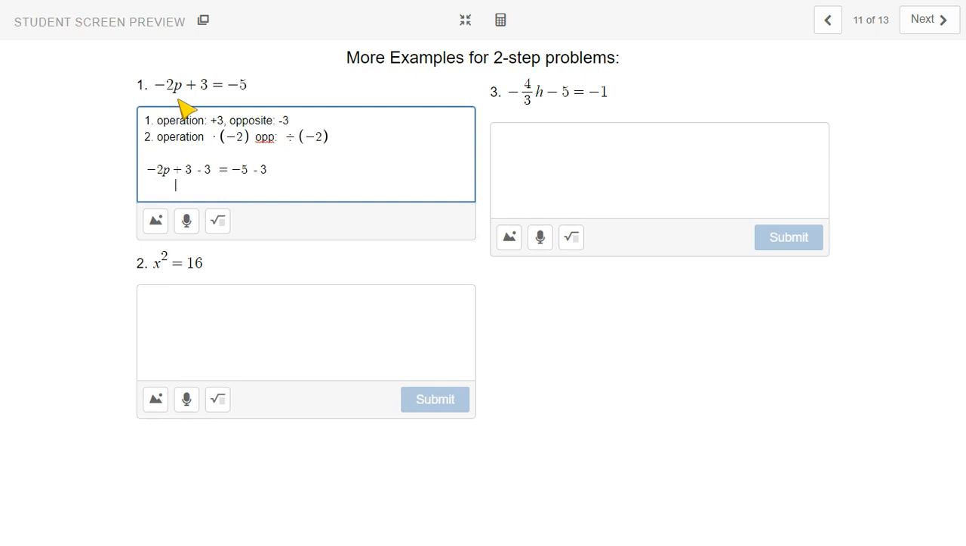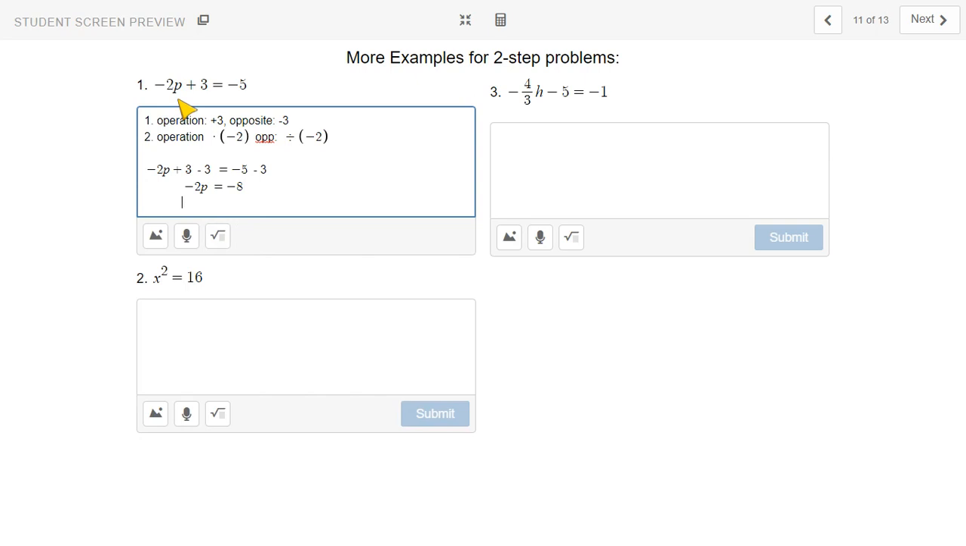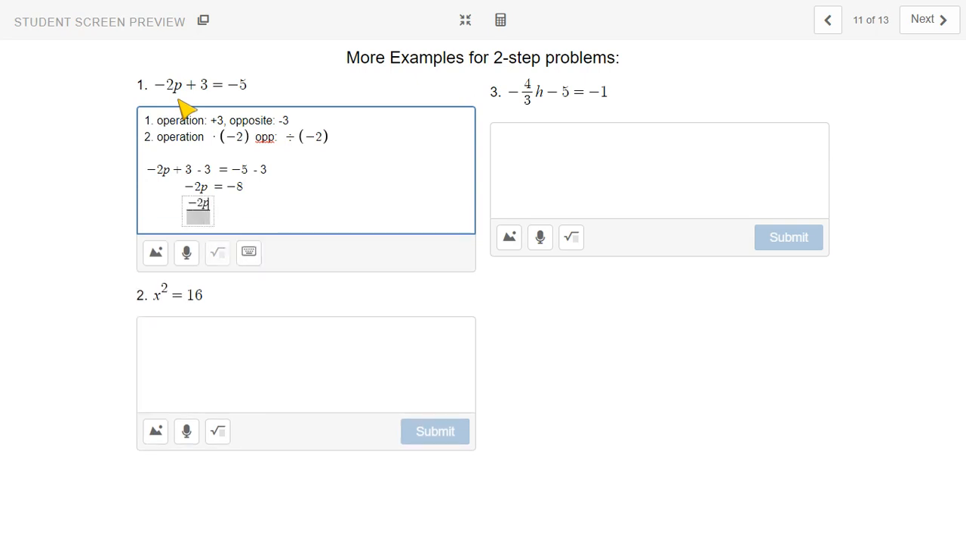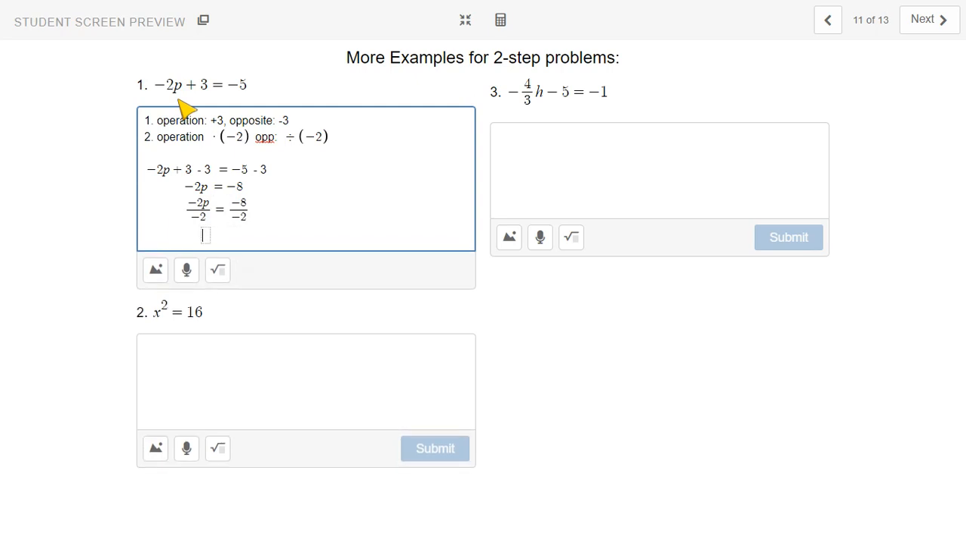Let's simplify. The top row, we only have negative 2p left. On the right-hand side, we have negative 8. And now we're going to divide both sides by negative 2. Negative 2p divided by negative 2 equals negative 8 divided by negative 2. p is equal to 4.